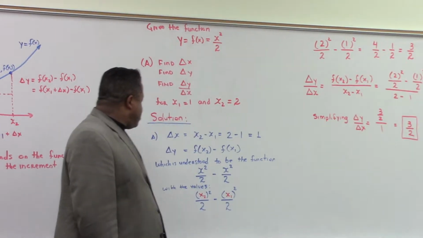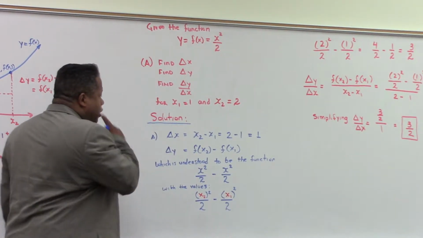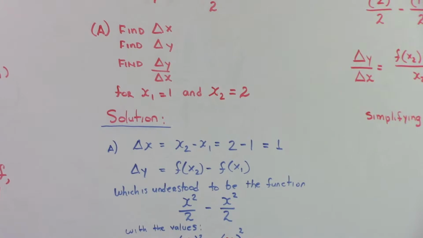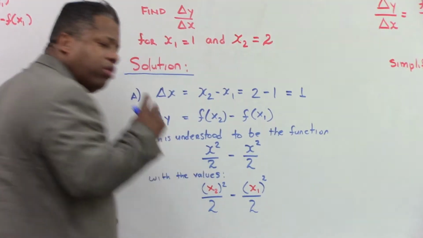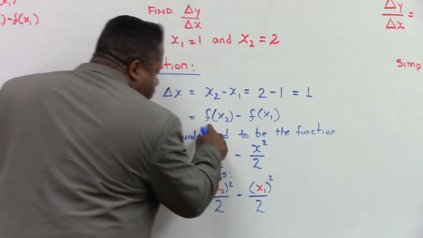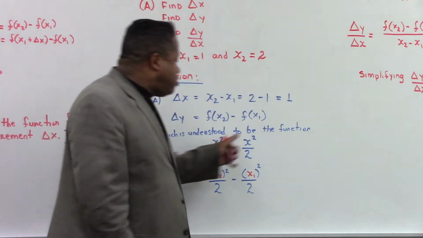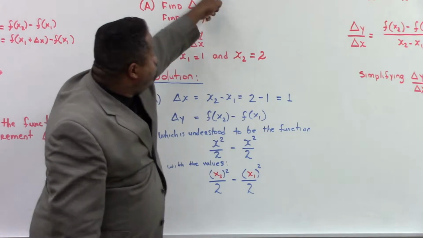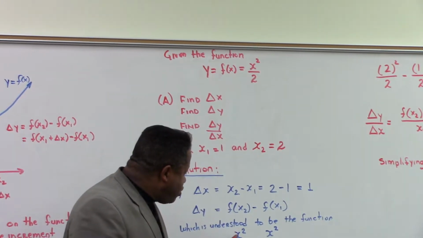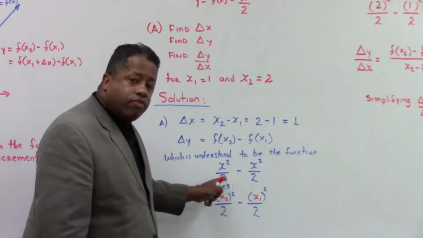Let's look at this. Delta y. We want to calculate delta y. Now, look what I've represented here, where we have f(x2) minus f(x1). This is understood to be the function, this function here, x squared divided by 2.